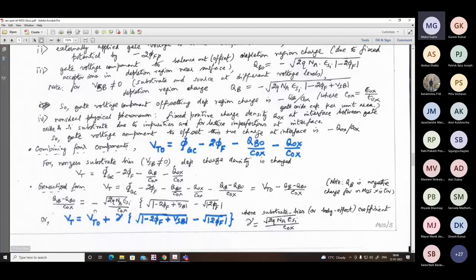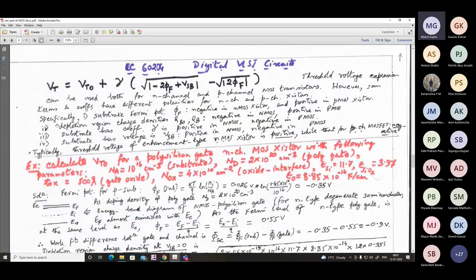This is a very important expression that we will have plenty of occasions to use. The generalized expression for threshold voltage is equal to the zero bias threshold voltage plus gamma times the root of this expression. Note why we write minus 2 phi f. You know that phi fp is negative for p-type semiconductor and positive for n-type semiconductor. So for an NMOS transistor, phi fp is negative; if you write minus, it becomes positive, and VSB is positive. But for a PMOS transistor, VSB is negative, whereas phi fp is positive. So this expression can be used both for N-channel and P-channel MOS transistors.